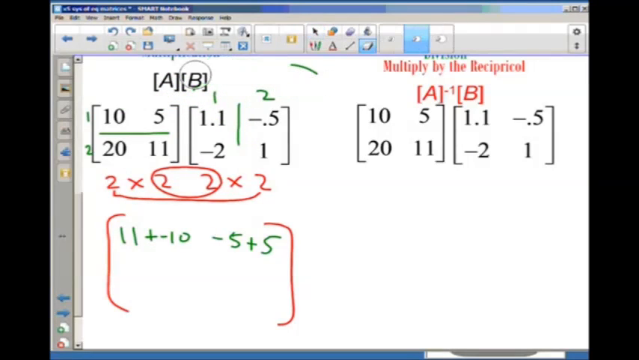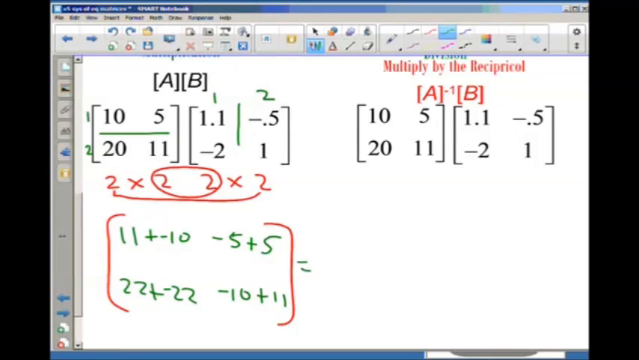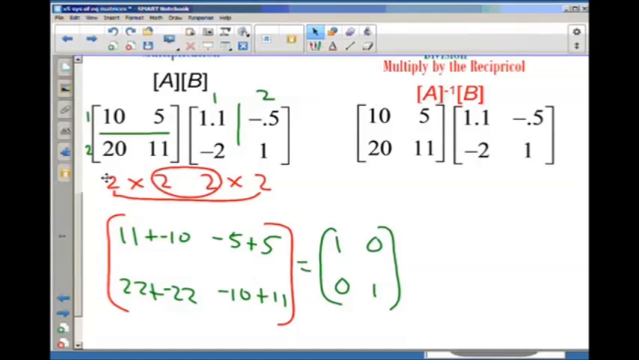All right. I get 20 times 1.1, that's 22, plus 11 times negative 2, negative 22. Make sure you simultaneously move across and down. And then 20 times negative 0.5 is negative 10. 11 times 1 is 11. When I add those values, I get 11 minus 10 is 1. Negative 5 plus 5 is 0. 22 minus 22 is 0. Negative 10 plus 11 is 1. And we get the identity matrix.